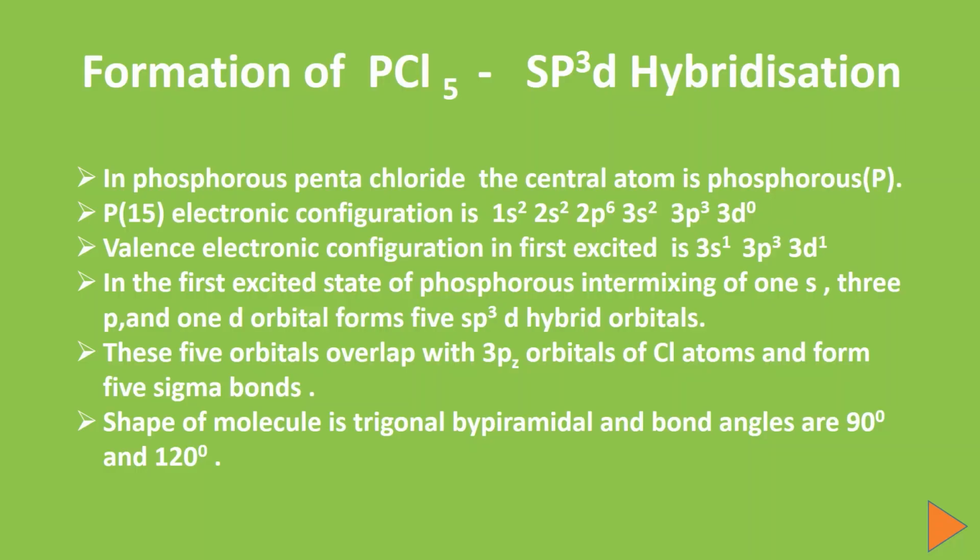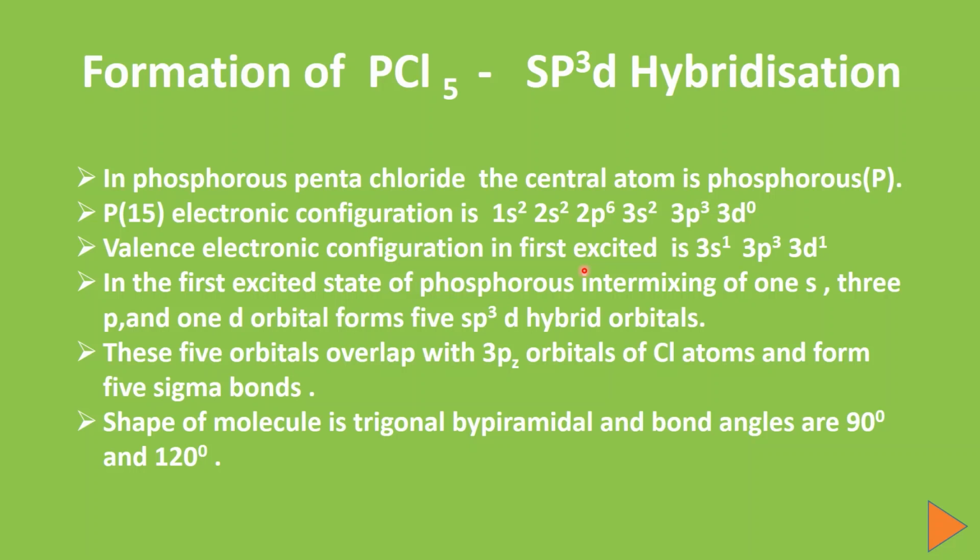Next, SP3D hybridization. In phosphorus pentachloride PCl5, SP3D hybridization occurs. Let me explain. In phosphorus pentachloride, the central atom is phosphorus. Phosphorus atomic number is 15. Electronic configuration is 1s2, 2s2, 2p6, 3s2, 3p3. Generally we write electronic configuration up to 3p3, but here we need empty d orbitals also, so we write 3d0.